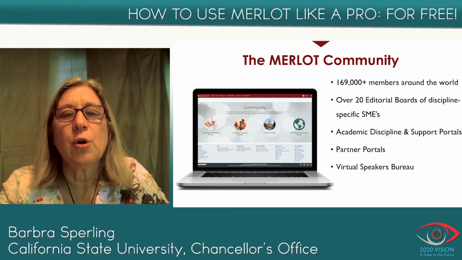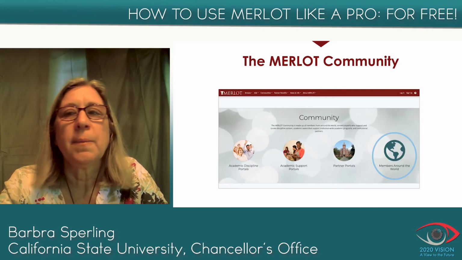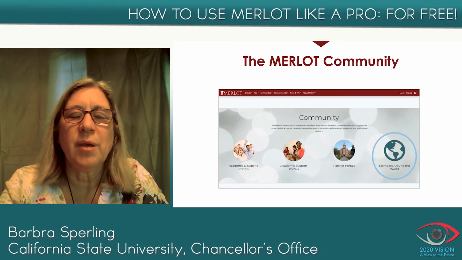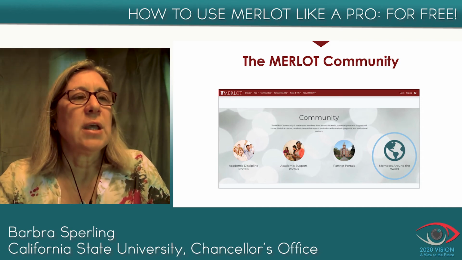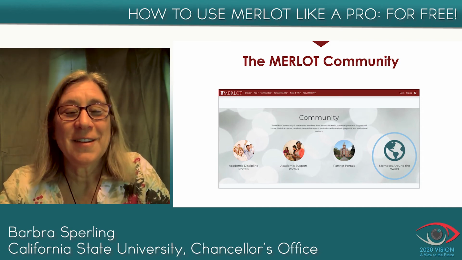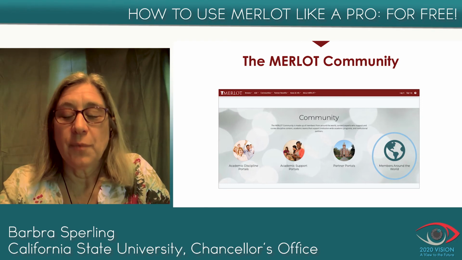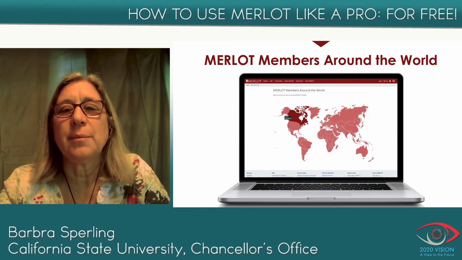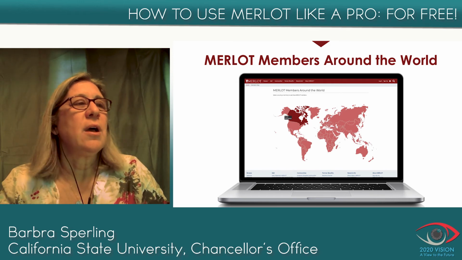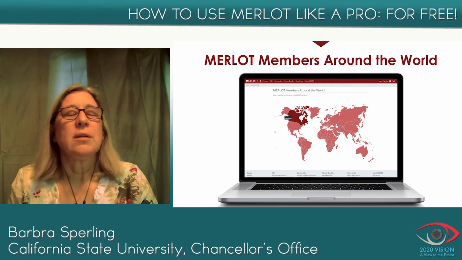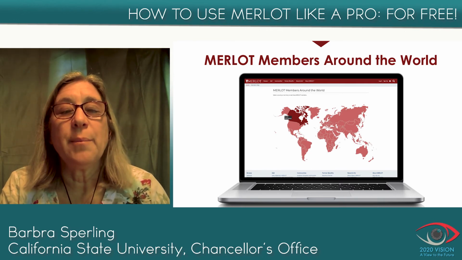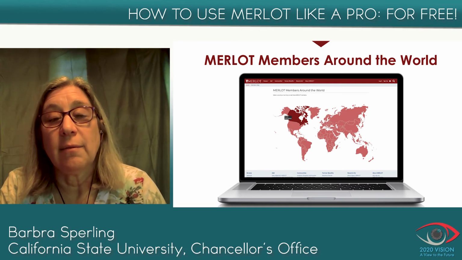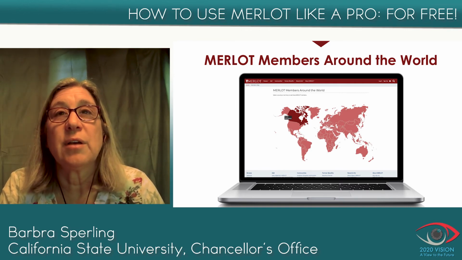And so from our homepage, we have this section called Community. And one of the things we've just recently added to show how we have members all around the world is this icon here that says Members Around the World. If you click on that, it takes you to a page that has a map, and you can hover on any of these countries, and it will tell you how many members are in MERLOT from that country. If you click on that country, it will take you to a hit list of those members.